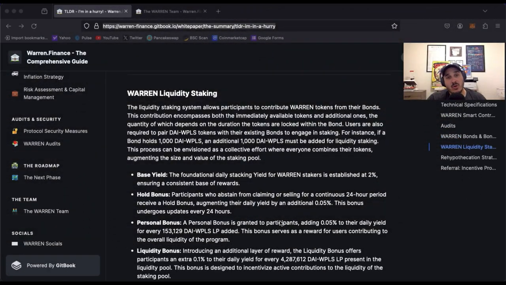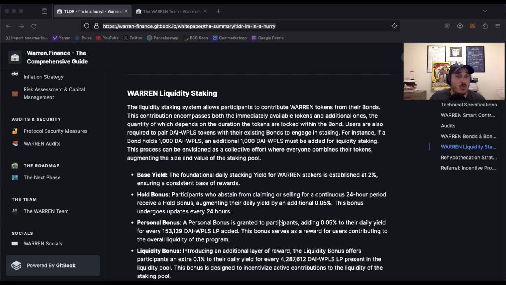So moving right along, we're going to be talking Warren liquidity staking. The liquidity staking system allows participants to contribute Warren tokens from their bonds. This contribution encompasses both the immediately available tokens and additional ones, the quantity of which depends on the duration the tokens are locked within the bond.